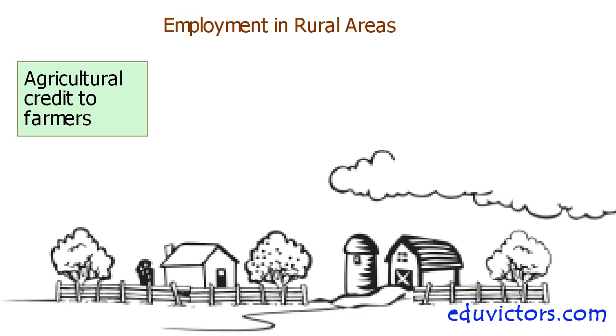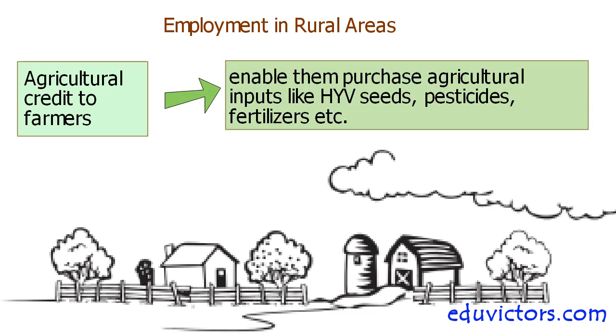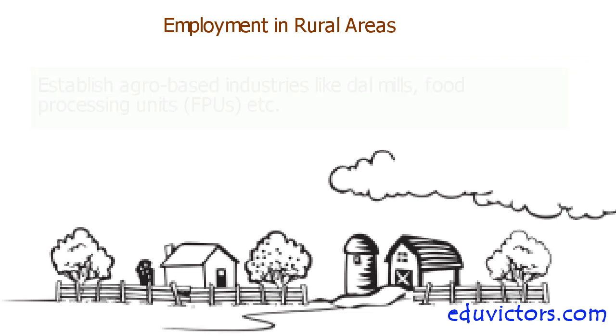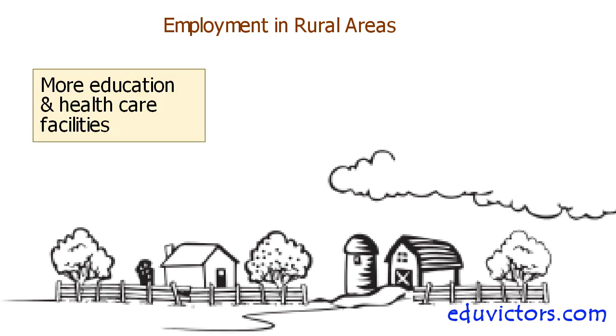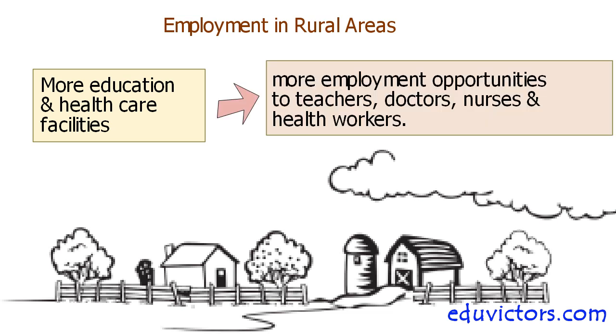Provision of cheap agricultural credit to farmers. It will enable them to purchase agricultural inputs like HYV seeds, pesticides, fertilizers, etc. Establishing agro-based industries like dal mills, food processing units, etc. More education and healthcare facilities should be built. This will provide more employment opportunities to teachers, doctors, nurses, and health workers.